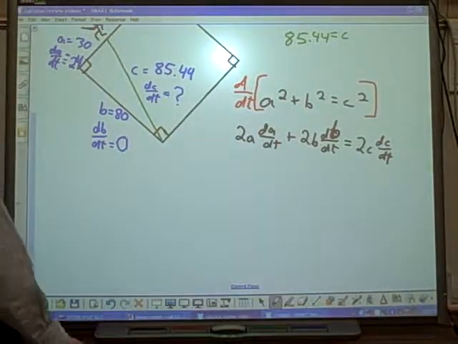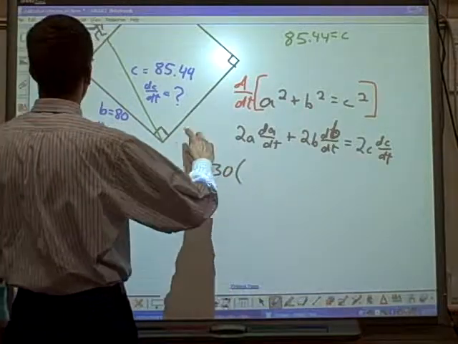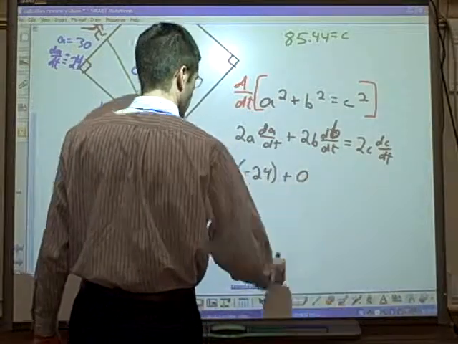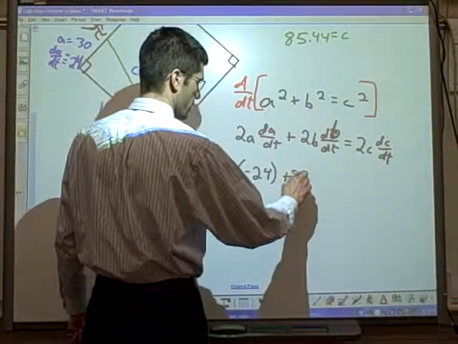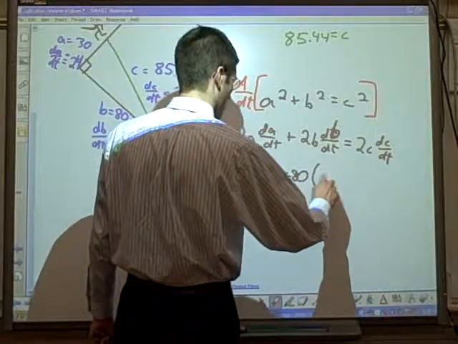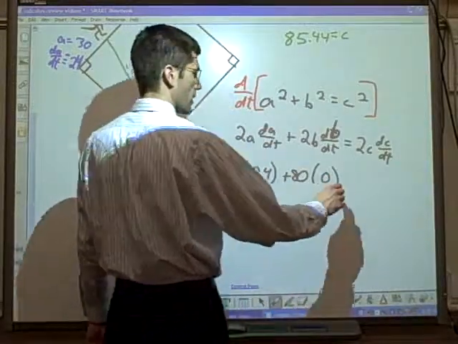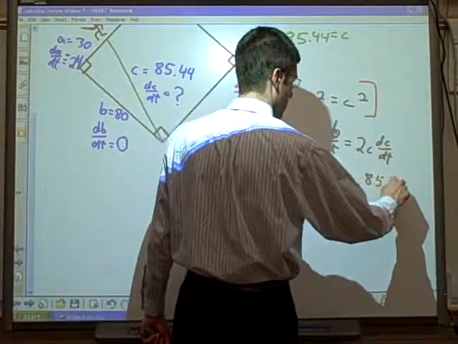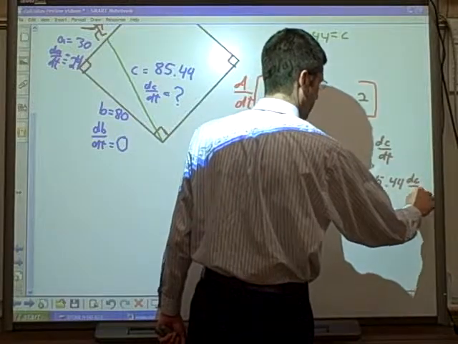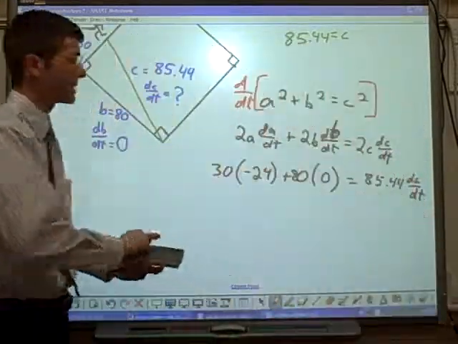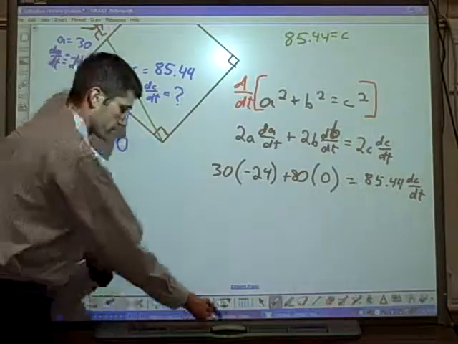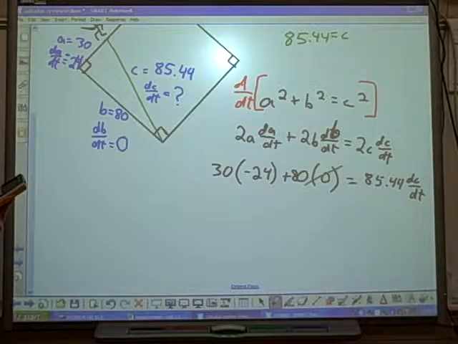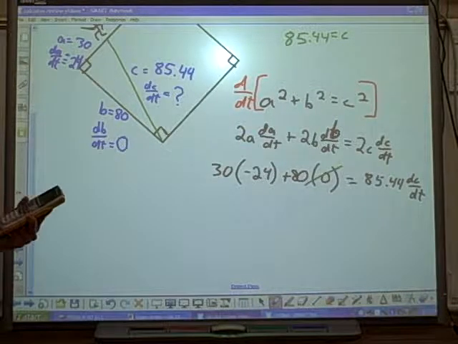So let's go ahead and start plugging some stuff in. We know A. We know dA/dt. We know B. And we know dB/dt. And we know C. But we don't know dC/dt, but we'll get over it because we're about to find it using some basic algebra at this point. Divided by 85.44, there we go.